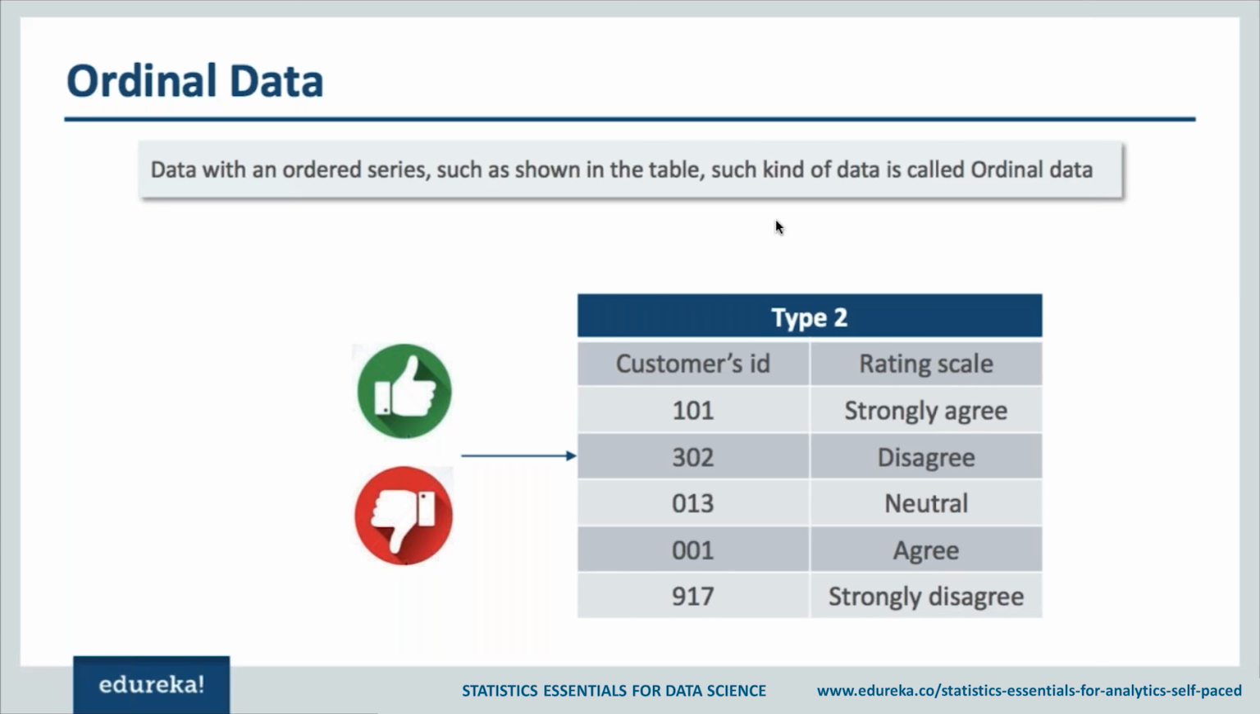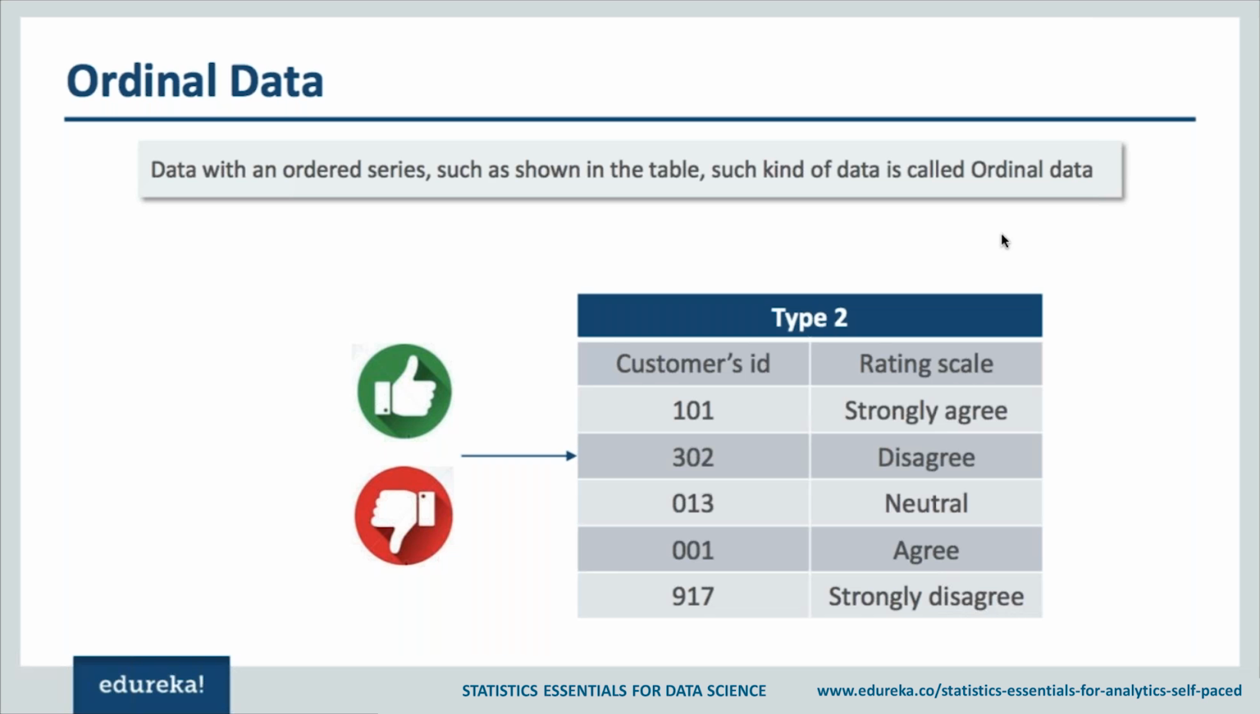When you say ordinal data, that means there is some kind of inherent order associated with that kind of data. So there is an ordering of the variables. Now, if you see this example here, we're talking about customer IDs and a rating associated with those customers. Let's say we have customer ID 101, and the rating given to that customer is strongly agree. Similarly, 302 disagree, and similarly the others: neutral, agree and strongly disagree.